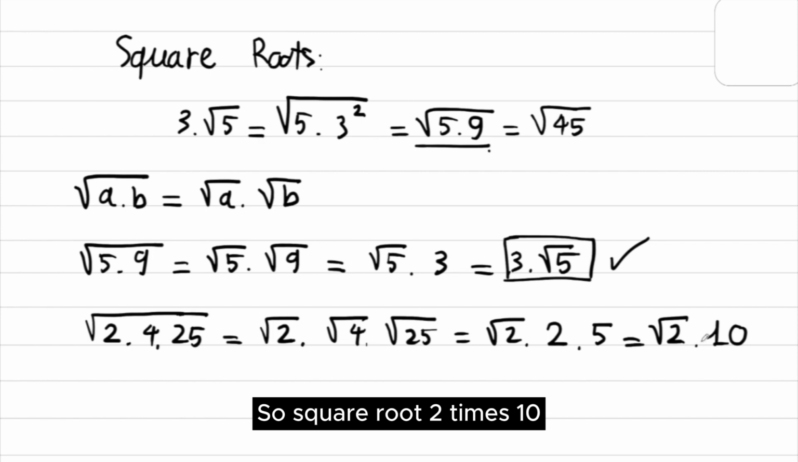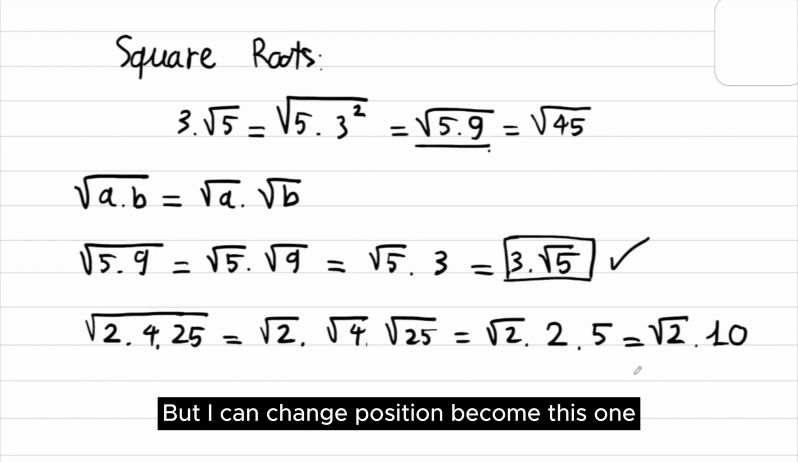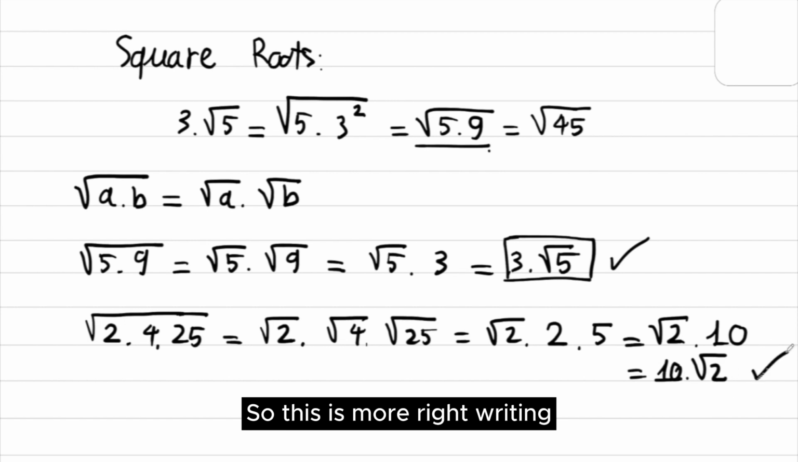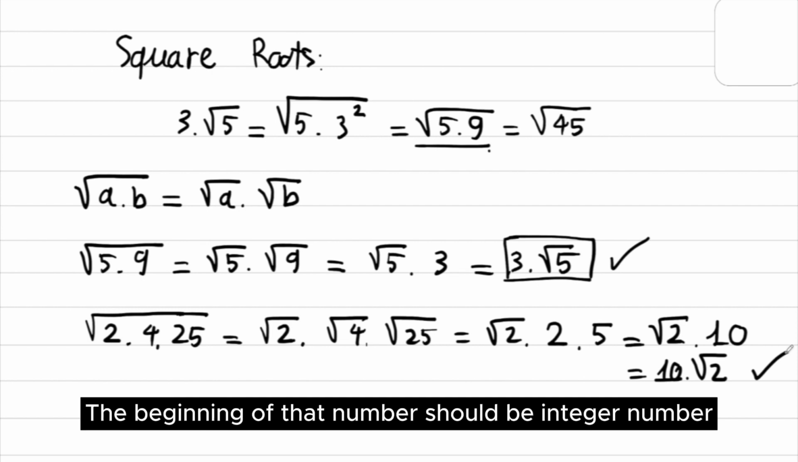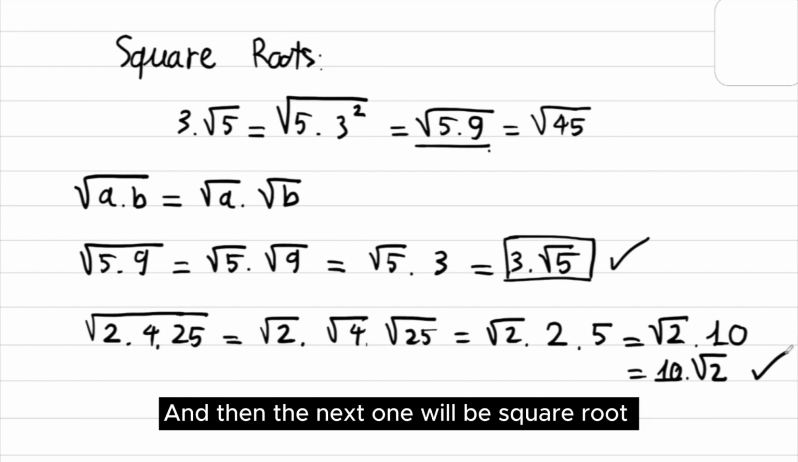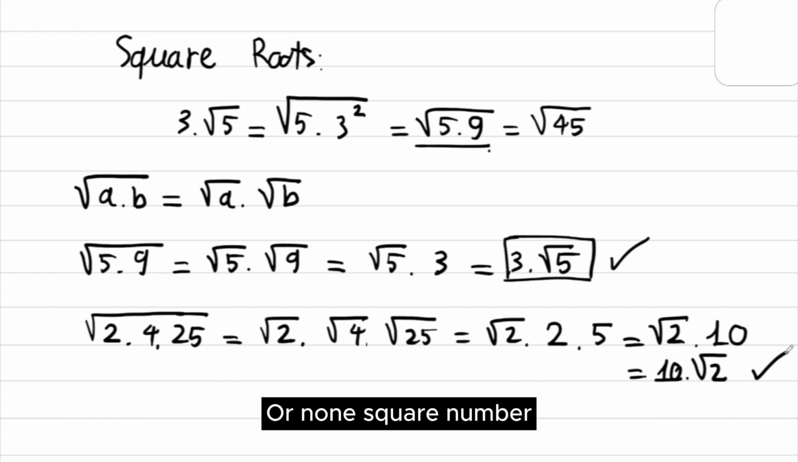So the square root of 2 times 10, but I can change position to this one. So this is the more correct writing. Okay, 10 first and then you have the square root. The beginning of the number should be an integer, and then the next one will be the square root or non-square number. Yeah, okay. So how about this one?